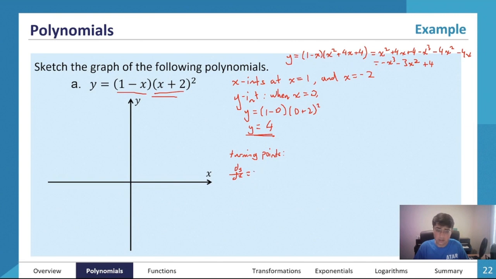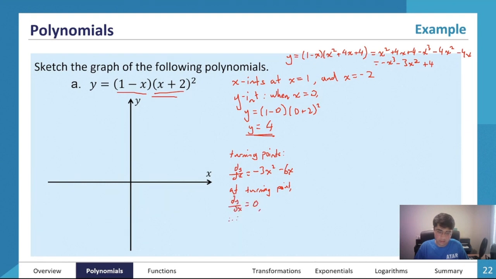We have negative 3x squared. So remember, bring the power down and then subtract the power by 1. And then we have minus 3x squared here, so this is going to be negative 6x. And then we have 4, which has a derivative of 0. Okay, so at the turning points, dy/dx is equal to 0.